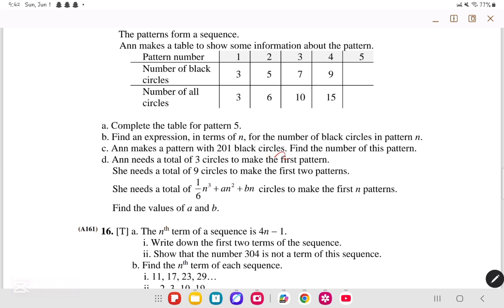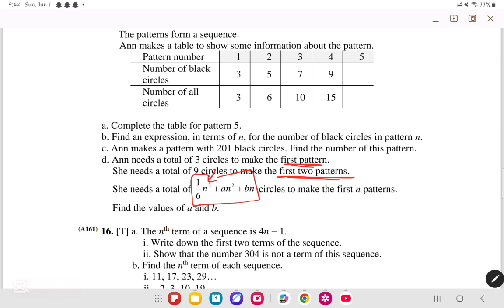Anne needs a total of 3 circles to make the first pattern. And she needs a total of 9 circles to make the first 2 patterns. She needs a total of this many circles to make the first n patterns. Find the value of A and B. So very simply, how are we gonna do this?